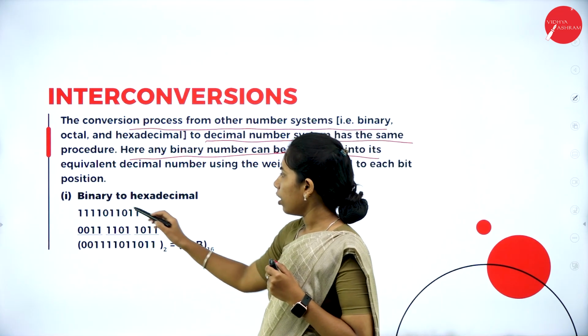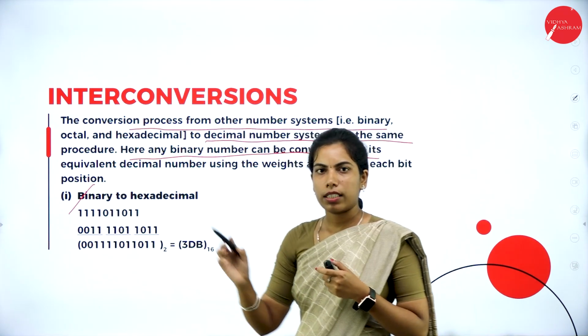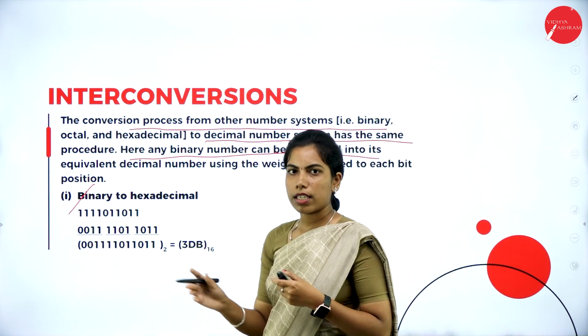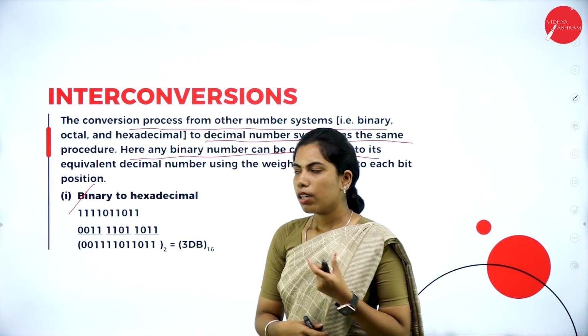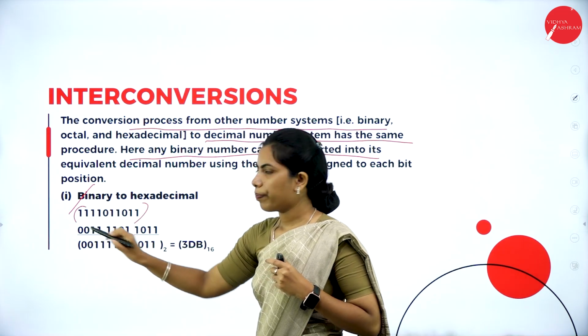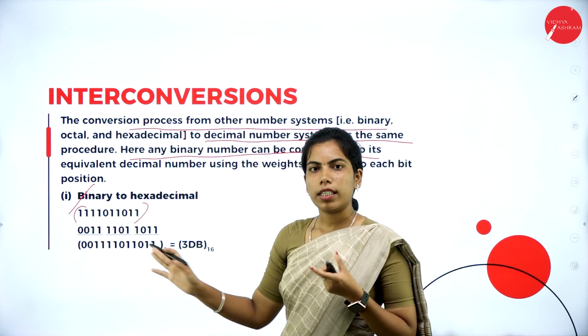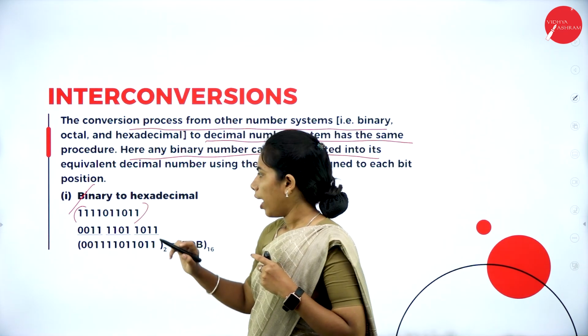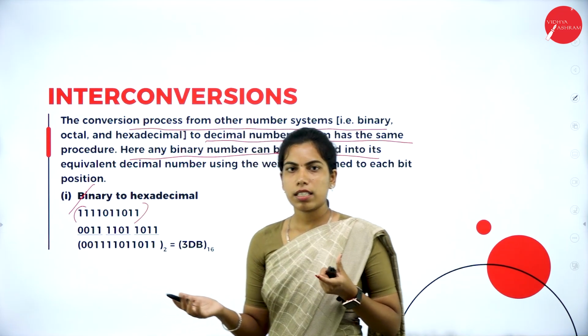So here you can see one example. I can write one example, that is binary to hexadecimal. So for binary to hexadecimal, I need a binary number, right? That is a binary number which contains only zeros and ones, right? With a base value 2. And also how to convert to hexadecimal.